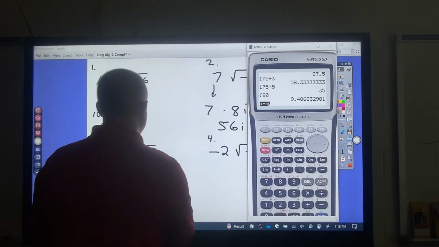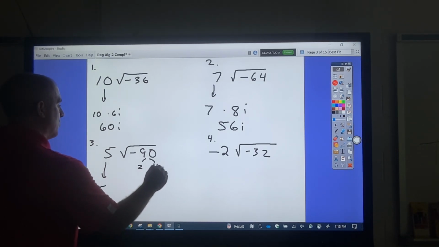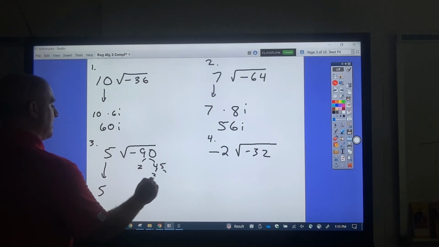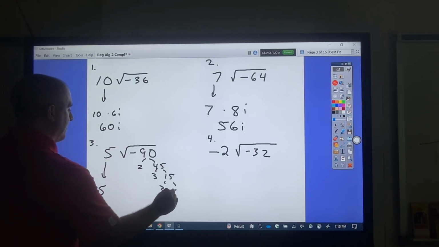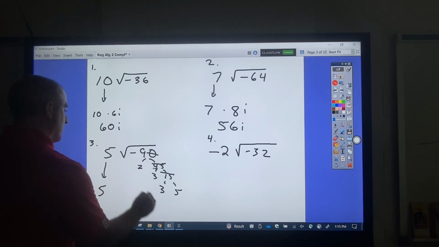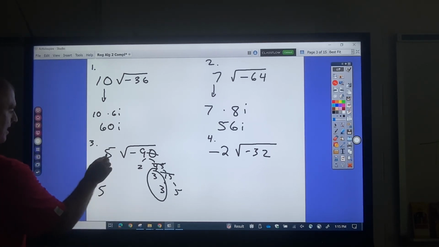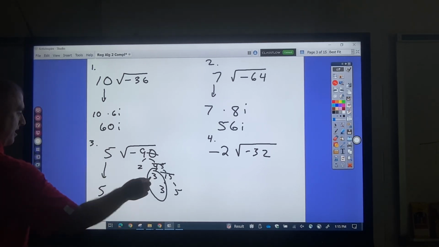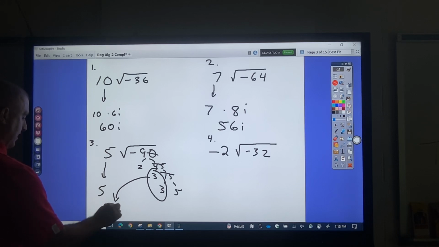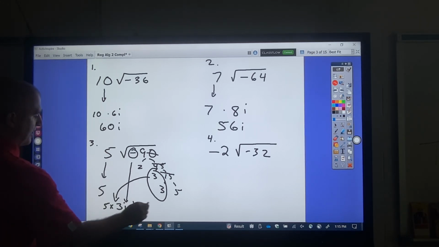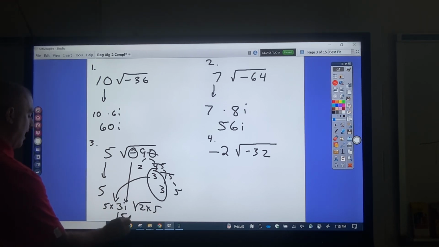This 5 is automatically going to come down, but my square root of negative 90 in this case is a decimal, so I have to break that down. 2 and 45, 3 and 15, 3 and 5. So here's my pair. What I'm allowed to do is take that number from the outside, one of those 3's, and because I have that negative, I get i involved. What I did not circle and cross off was a 2 and a 5. So this is going to be 15i square root of 10.